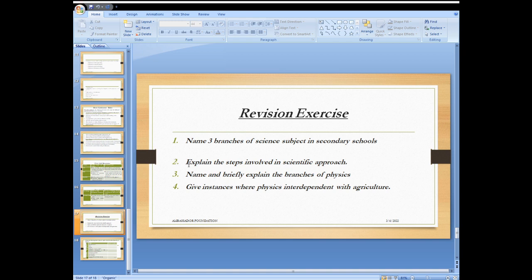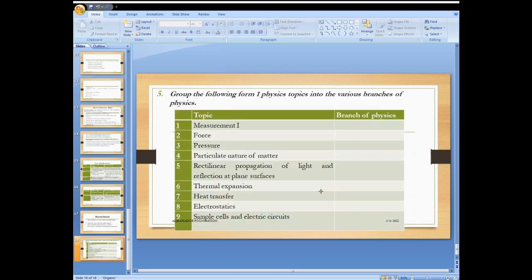If you cannot do it, I ask this question in the fourth school. You will be answered. Name and briefly explain the branches of physics. We've done it. Give instances where physics is interdependent with agriculture. Even if I never mention it, you know it. You know the farm tools that depend on physics for them to be made. So that is it.